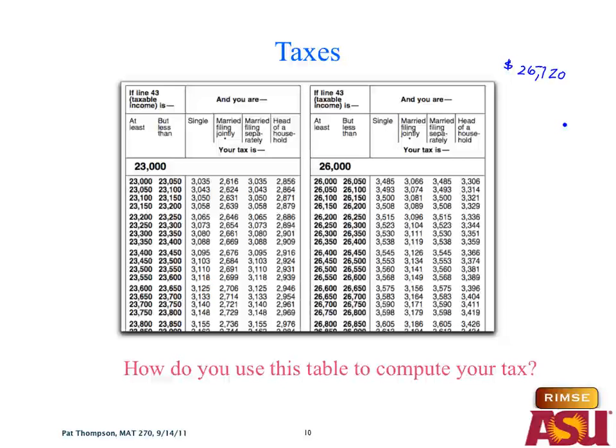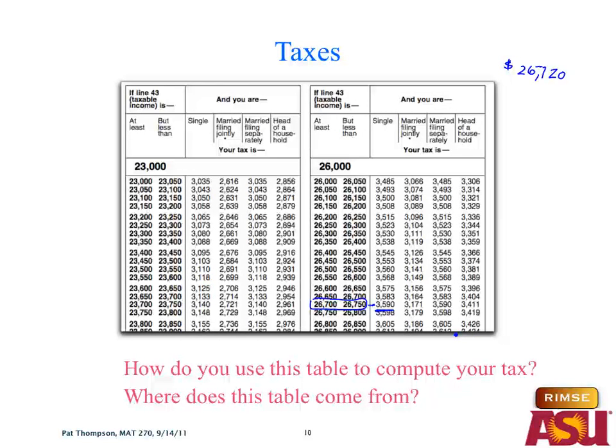Where are you looking, Rochelle? Show me where you're looking. Between 26,700 and 26,750. Right here? Yep. So we're in this range right here, and it tells us that our tax is this much: 3590.